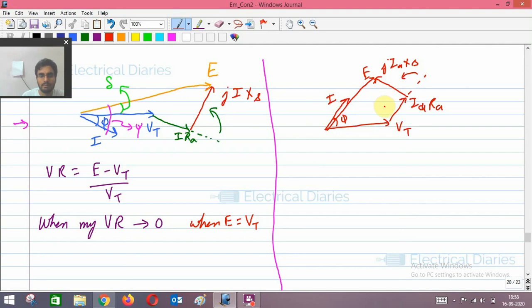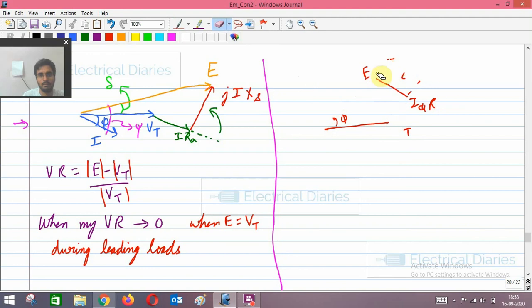Now there might be a chance that you can get your E phasor length as equal to the Vt phasor length. So that is our general intuition or common sense. With common sense we can say that in the case of leading loads we can achieve the magnitude of E equal to the magnitude of Vt. So your voltage regulation 0 occurs during leading loads. This is the major concept, so that is how you need to analyze things.